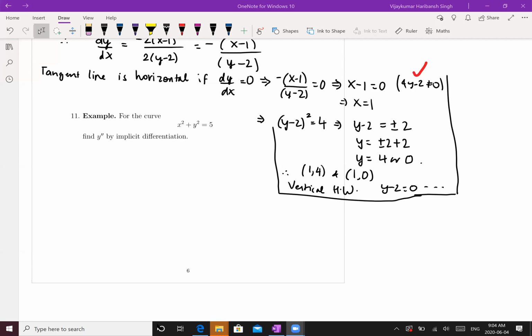So take derivative on both sides with respect to x. So derivative of x square is going to be 2x. Derivative of y square is going to be 2y times dy by dx, or y prime, whatever notation you want to use, equals 0. So therefore, what do we get? We get dy by dx is minus 2x divided by 2y, which is going to be minus x by y.